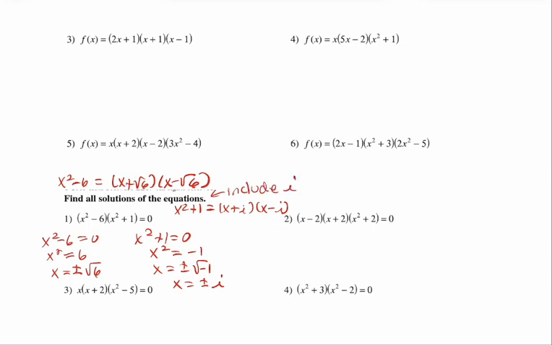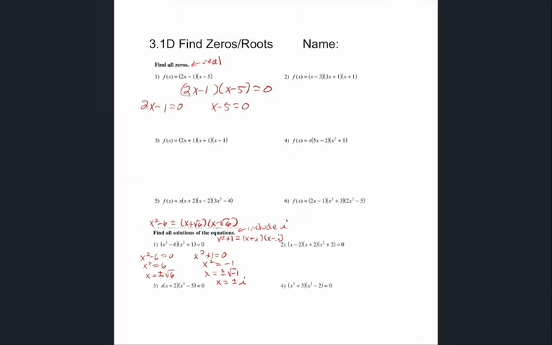The i's don't show up on our graph. They're not a real number line point. But okay, so there is that.